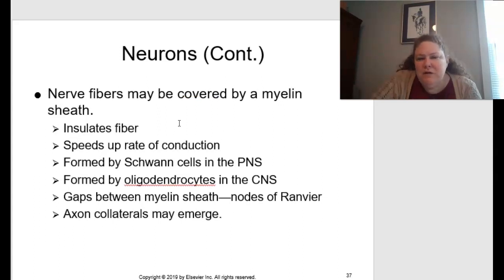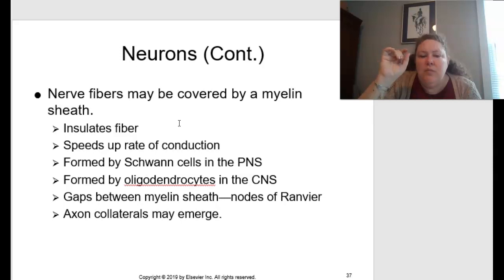Nerve fibers may be covered in that myelin sheath that I was telling you about a little bit earlier. So the myelin sheath insulates the fiber. It speeds up that rate of conduction. This is formed by Schwann cells in the peripheral nervous system and oligodendrocytes in the central nervous system. Can you tell I studied the central nervous system because I said oligodendrocytes earlier? Okay, but regardless, Schwann cells and oligodendrocytes wrap it in a myelin sheath. There are gaps between the myelin sheaths, and these are called nodes of Ranvier.